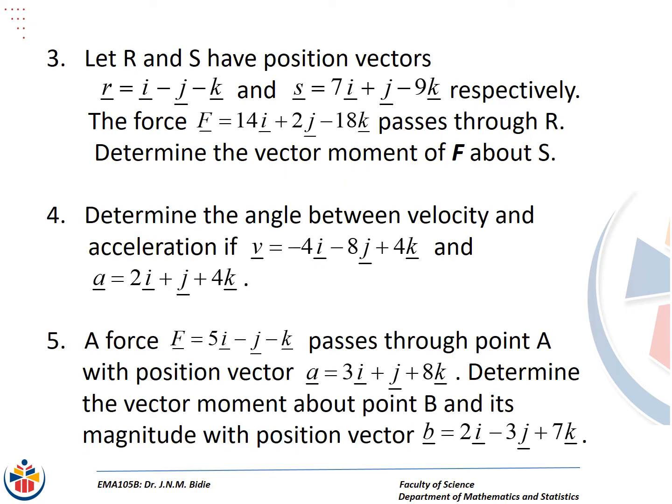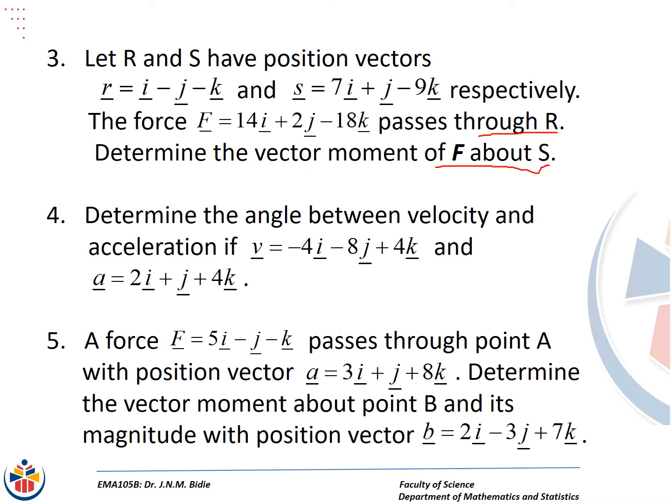Number 3, we've been given again position vectors R and S, and we are told F passes through R. Then we are asked to find the moment of F about point S. So that means point S is the initial point. So that means the position vector we're looking for is SR, S the initial and R the terminal or the final point. So that means we are going to have R minus S as our position vector, and then we do the cross product.